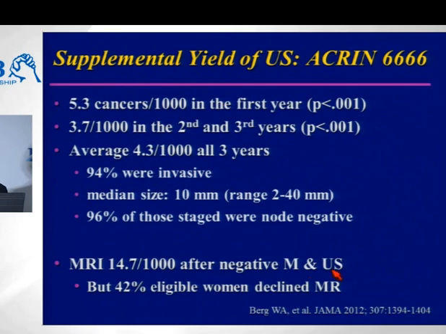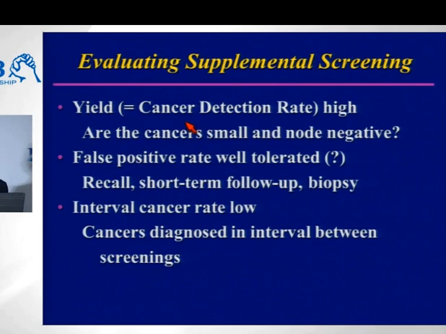For the women who went on to have the MRI, and as I explained, 42% of the eligible women declined the MR, they found on top of all that an additional almost 15 cancers per 1,000 women screened. But don't forget, this was a high-risk, an elevated risk population. So breast ultrasound passes the test for yield in terms of high cancer detection rate. It's pretty much the same as what we're finding on mammograms. We're doubling our cancer detection rate if we do women in this population.